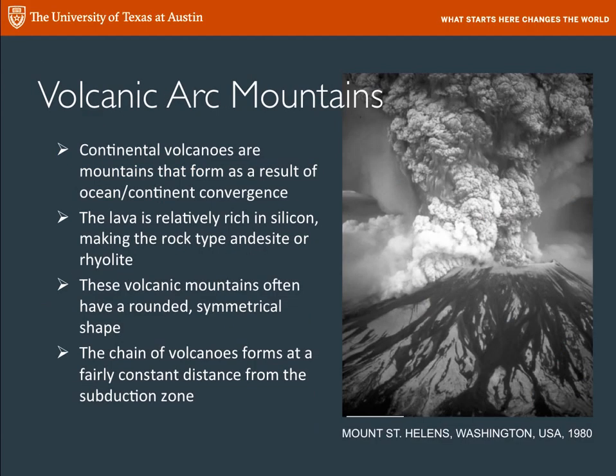These volcanic arc mountains have a few interesting characteristics. First of all, they're continental volcanoes. They have a relatively silicon-rich lava, a rock type called either andesite or rhyolite commonly, and that lava doesn't flow very well. So these volcanic mountains are often rounded and symmetrical in shape, the lava tending to pile up rather high. They also can be relatively explosive volcanically. This is Mount St. Helens erupting in 1980, part of the Cascade chain.